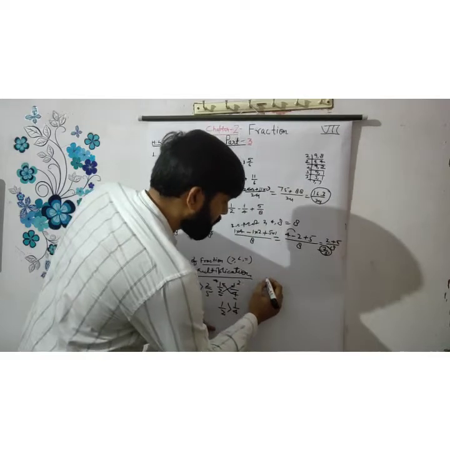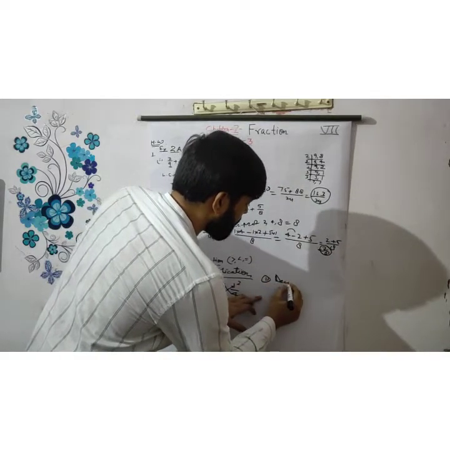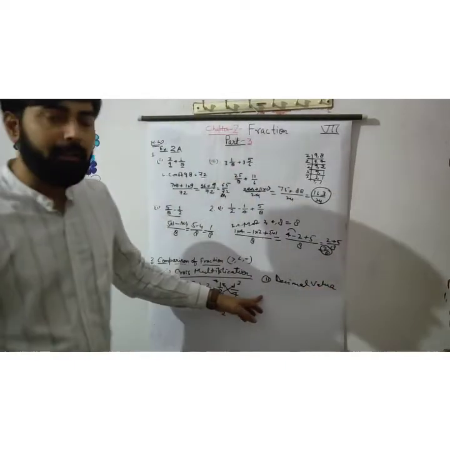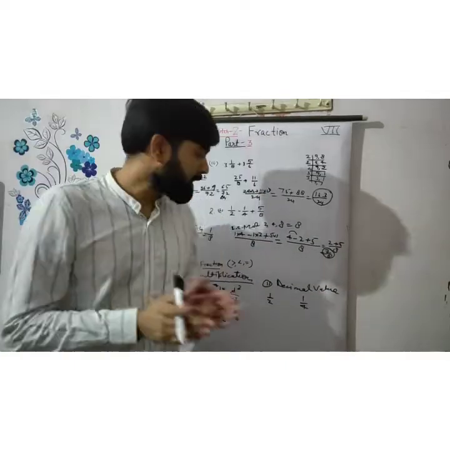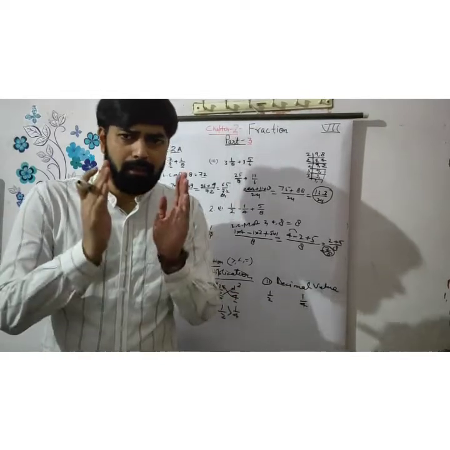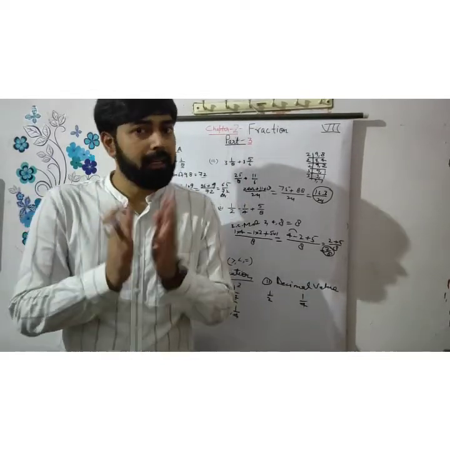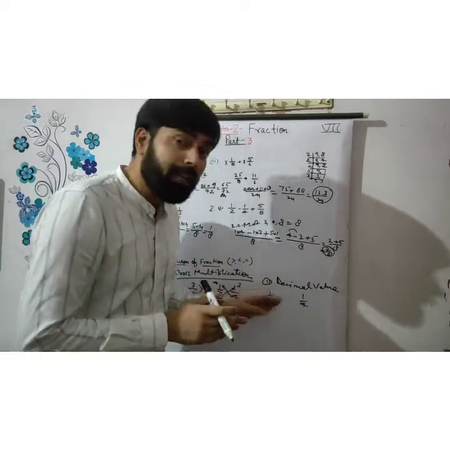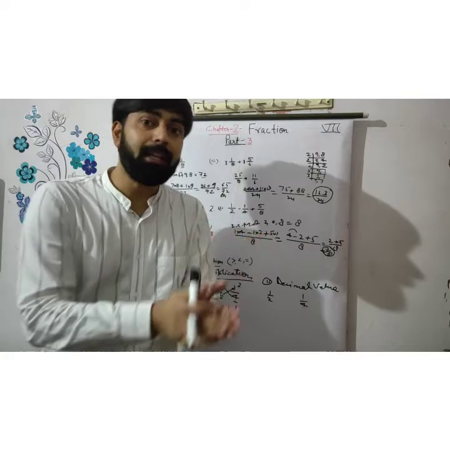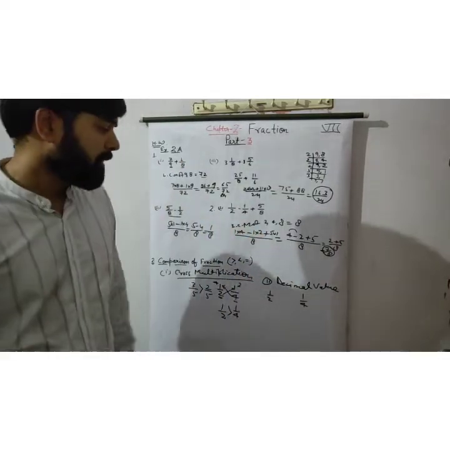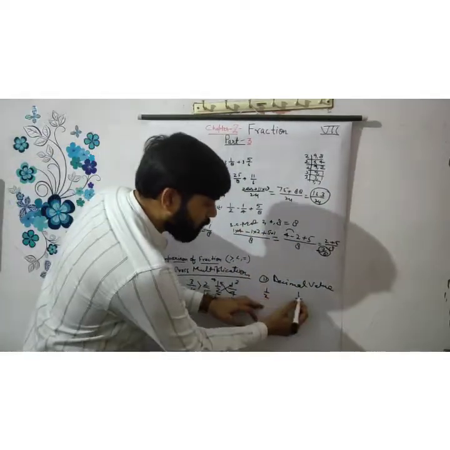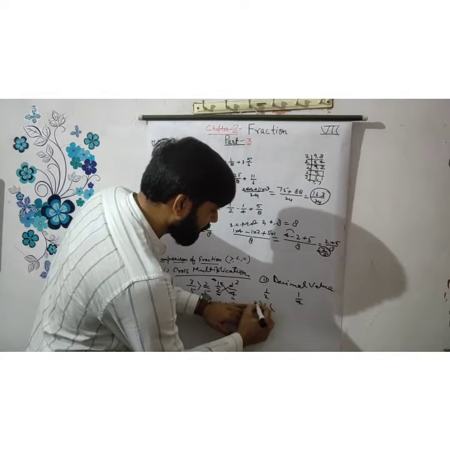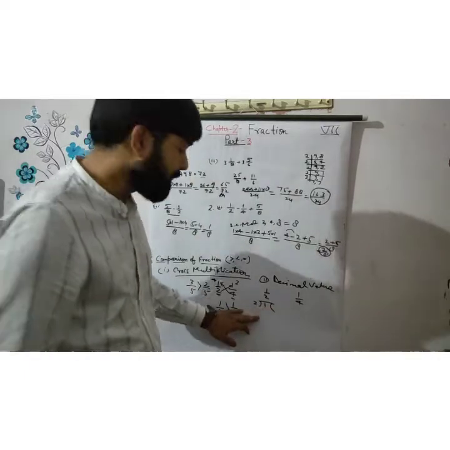Then the second rule is the decimal value. Decimal value means, listen, fraction means division. A fraction is also a form of division, meaning the numerator is divided by the denominator and the answer is written in decimal form. So 1 upon 2, 1 upon 4. Look here, in this method, numerator divided by denominator means 1 divided by 2 in decimal form.